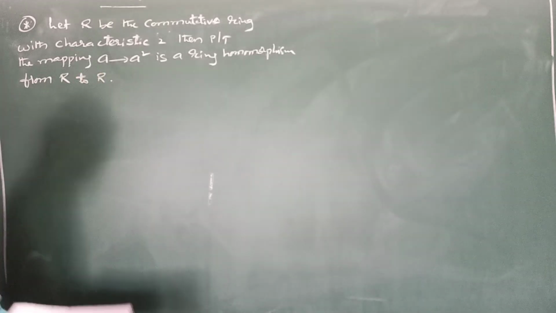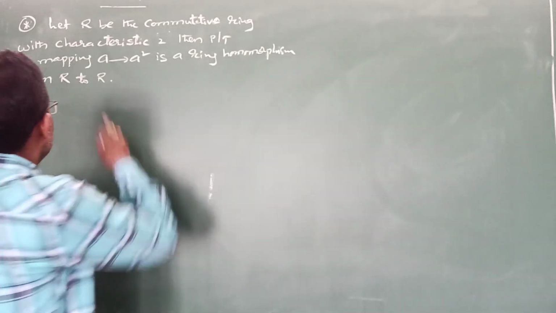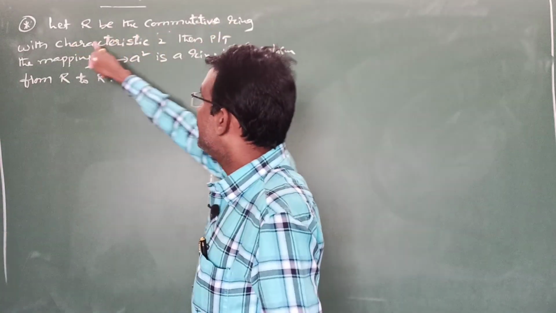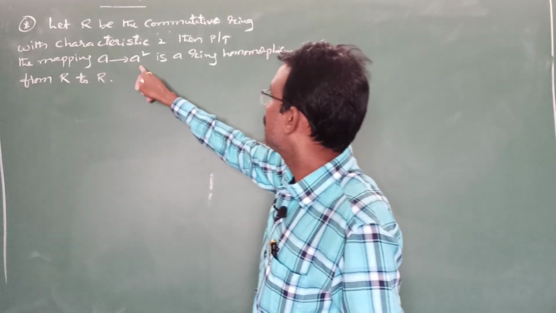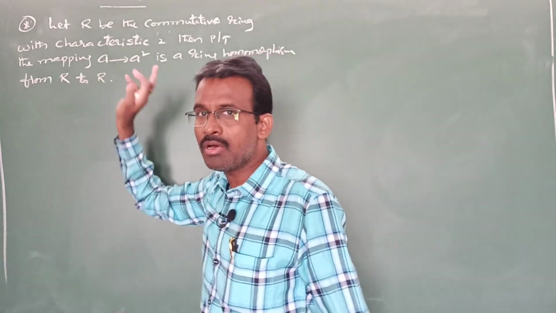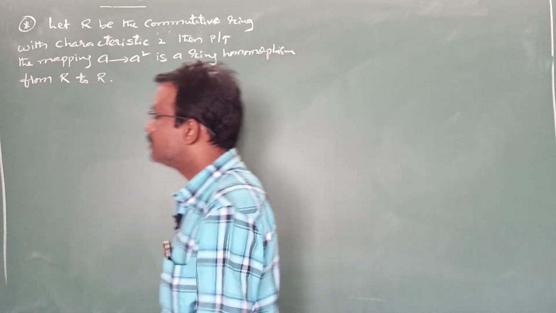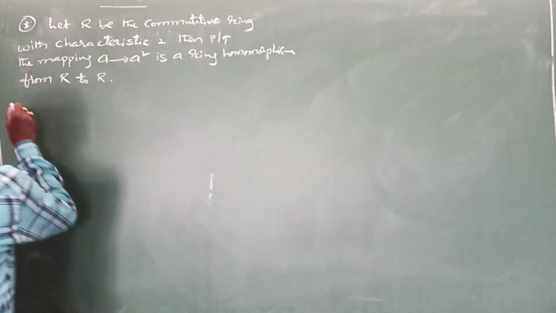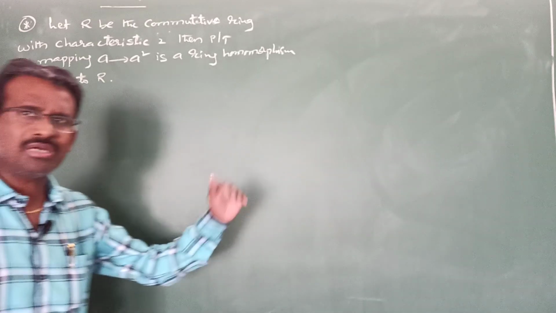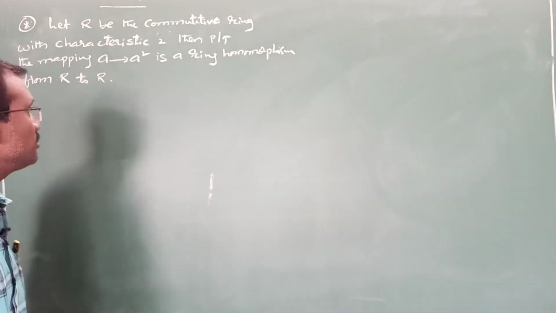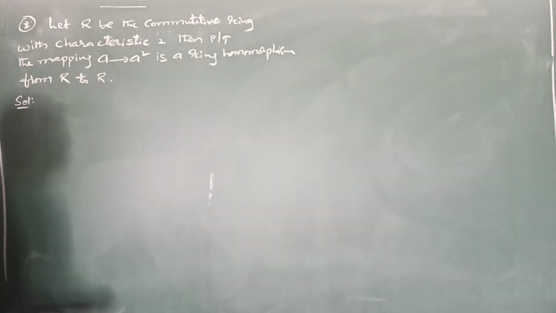This is your question, right? Let R be a commutative ring and its characteristic is 2. Then the mapping a to a square is a ring homomorphism from R to R. Have you understood the meaning of the question? They are given R is a commutative ring and its characteristic is 2. Let us see what is that characteristic relation. Before that, go to this mapping definition.